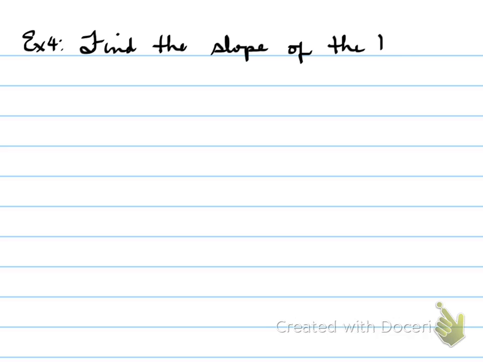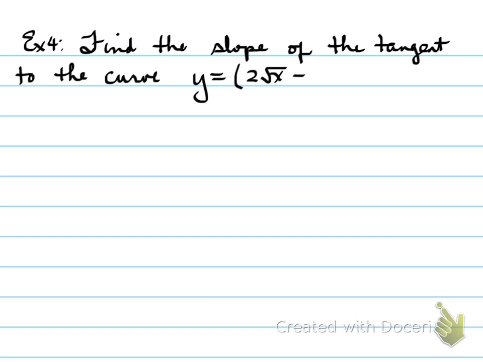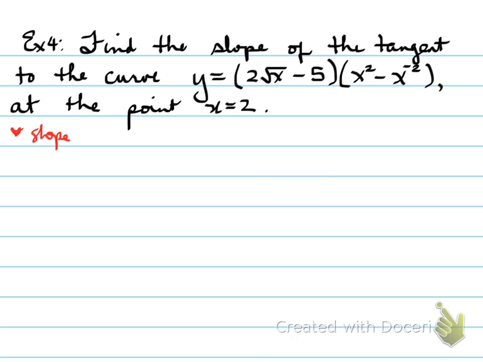Example number 4. Find the slope of the tangent to the curve y equals 2 root x minus 5 times x squared minus x to the negative 2 at the point x equals 2. So, what are we looking at here? Well, folks, we have first function times the second function. So each of these are individual functions. We need to find the slope of the tangent.